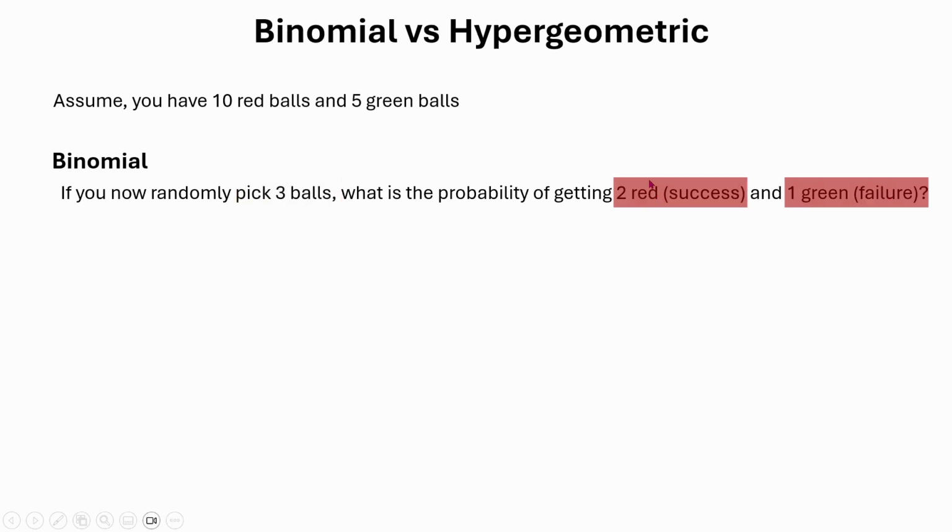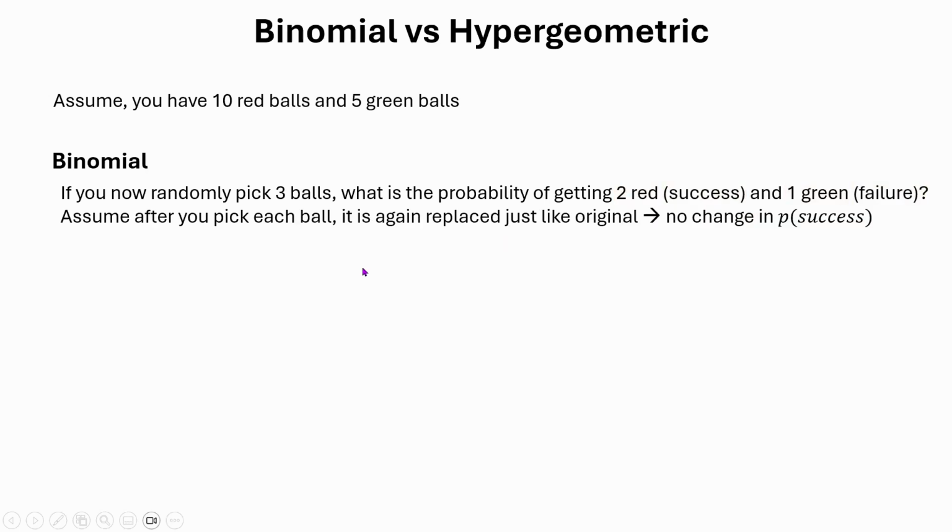You can assume that picking a red ball is a success and picking a green ball is a failure. Here, there is an assumption. After you pick each ball, for example, suppose the first ball you pick is actually red, then there should be 9 red balls and 5 green balls. But no, in binomial, they are saying that whenever you pick the red ball, it is automatically replaced. And so no matter how many balls you pick, the number of red balls and green balls will remain the same. So it is sampling with replacement. So there is no change in probability of success whatsoever when you pick up a ball.